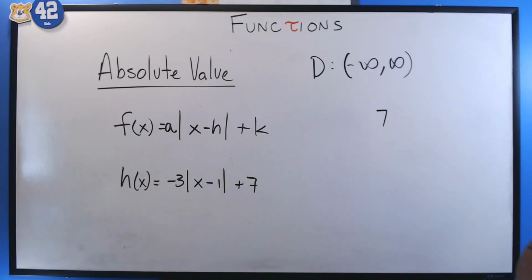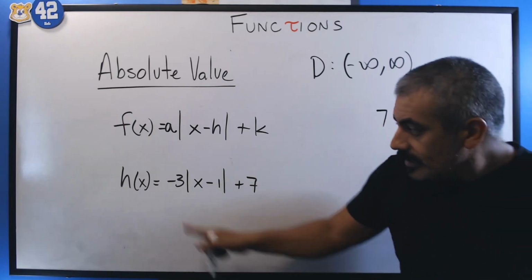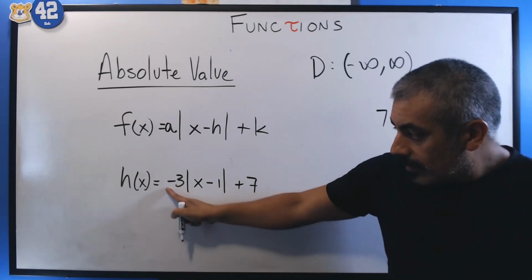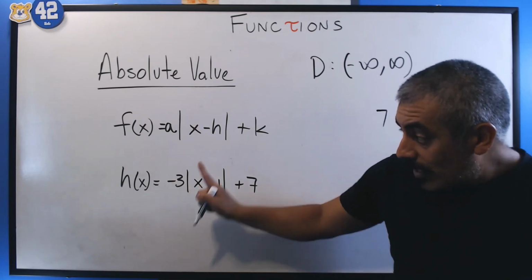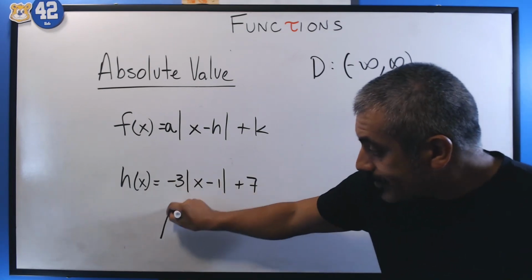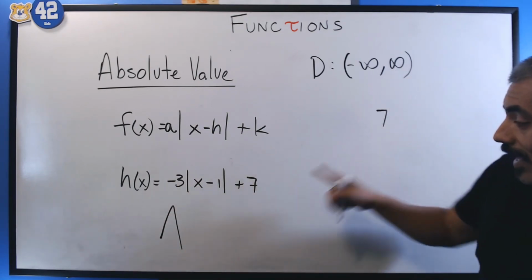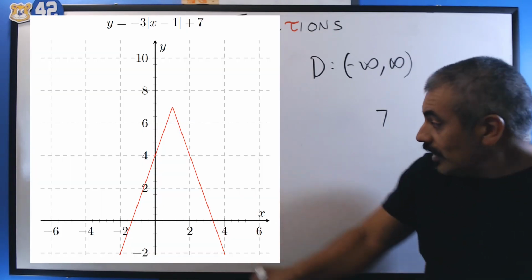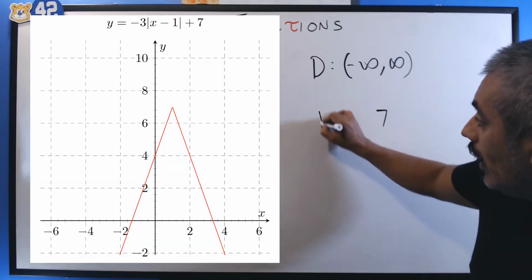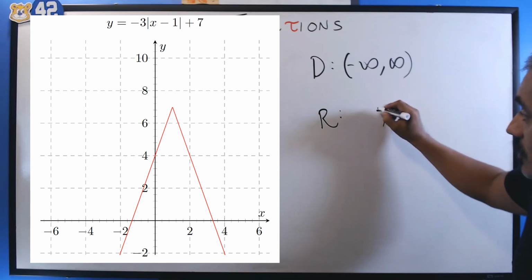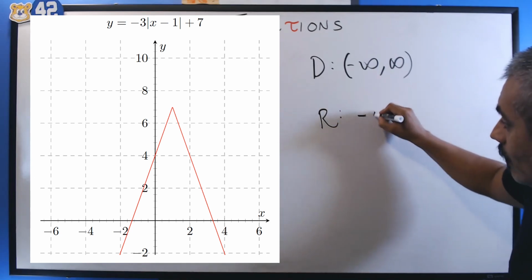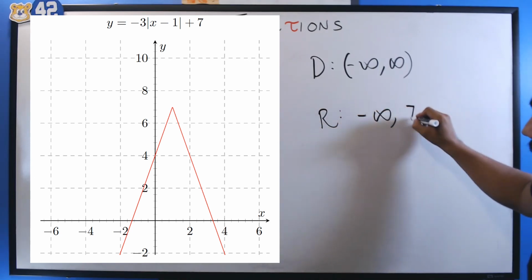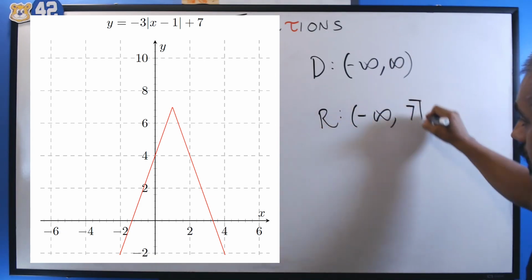So something's going to happen at 7. And this multiple right here, this constant, is a negative. So we know that this function is going to open upside down. And this y value is going to be the highest y value here. So we're just going to say that the range is going to start at -infinity and it's going to stop at 7, including 7.